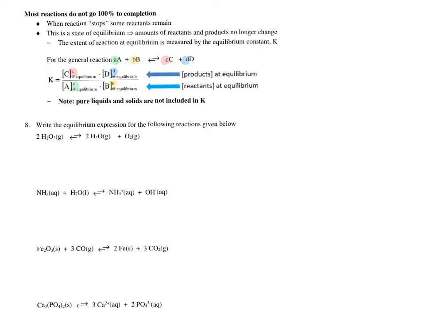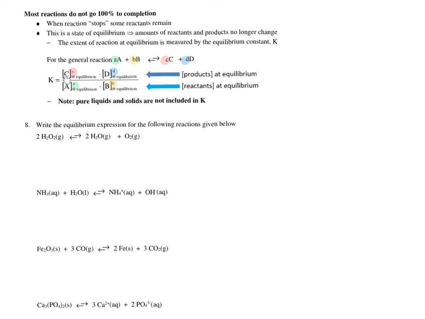In the next set of problems, we're going to be looking at K and using K in our calculations. K is constructed by looking at the concentrations of reactants and products at equilibrium. Note here that the concentrations of the products at equilibrium are in the numerator and the reactants are in the denominator. These exponents are going to be obtained by looking at the coefficients of the reactants and products.